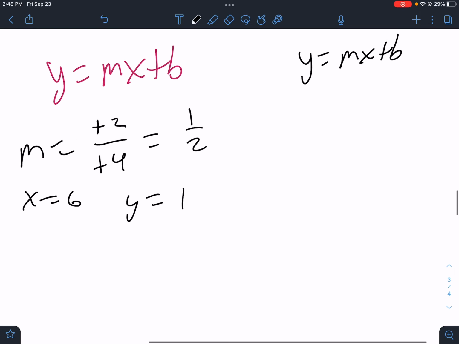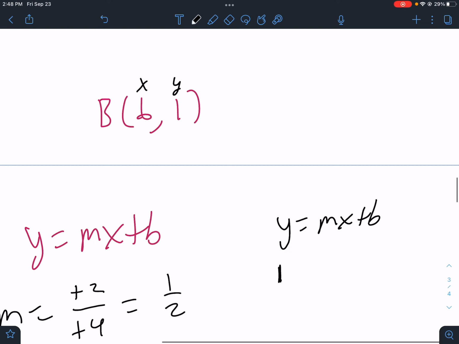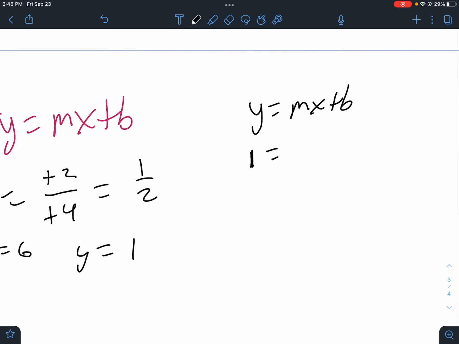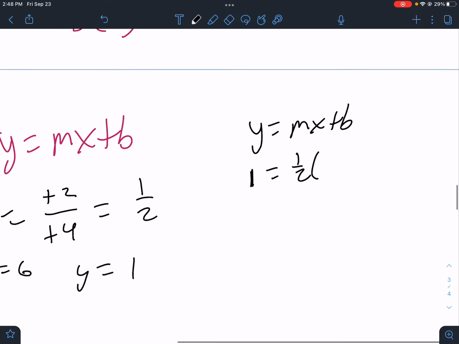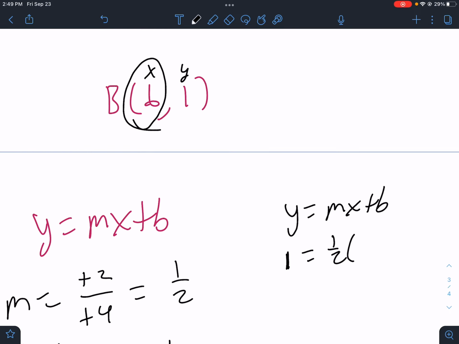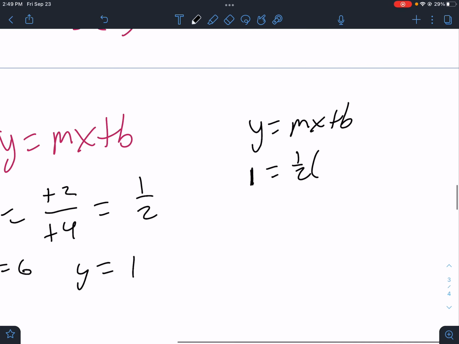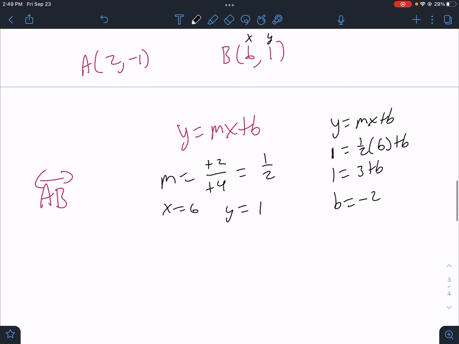So the y value is 1, right? I'm just using this y value. It's 1 equals the slope, 1/2, times x. My x value is 6, right? X is 6 plus b. So 1 equals 3 plus b, so b equals -2. So my equation would be y equals 1/2 x minus 2.